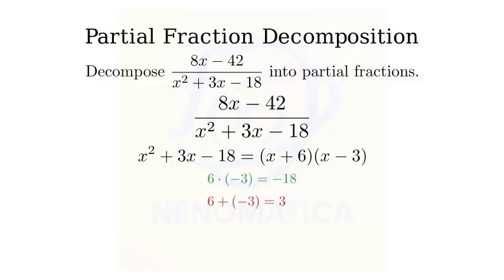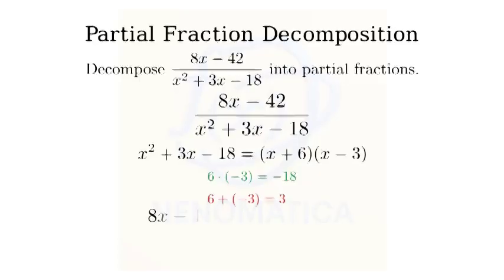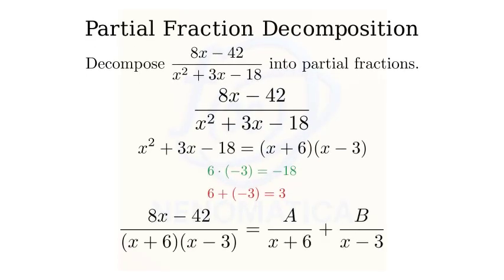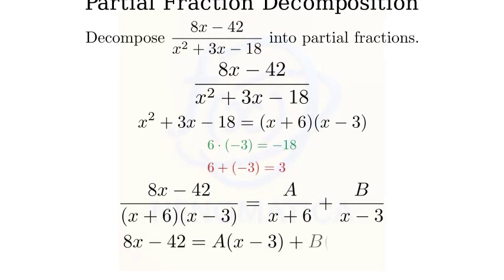Since the denominator factors into two distinct linear terms, we propose constants a and b such that (8x minus 42) over (x plus 6)(x minus 3) equals a over (x plus 6) plus b over (x minus 3). Multiply both sides by (x plus 6)(x minus 3) to clear denominators. That gives 8x minus 42 equals a times (x minus 3) plus b times (x plus 6).